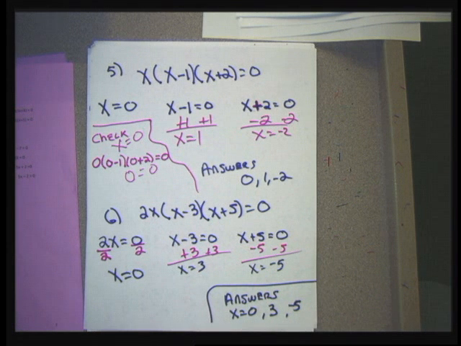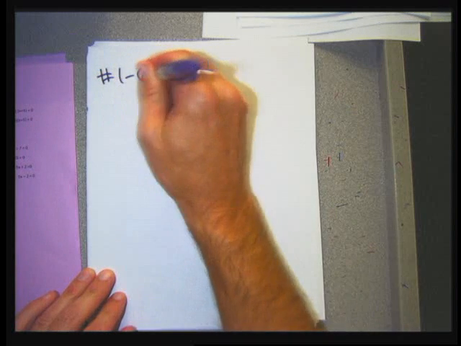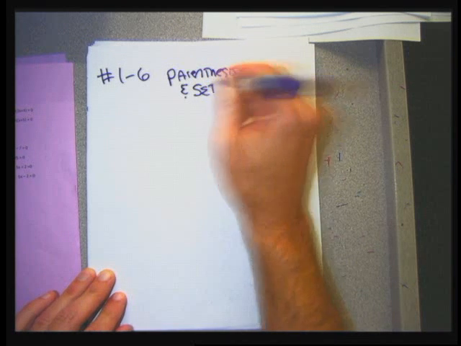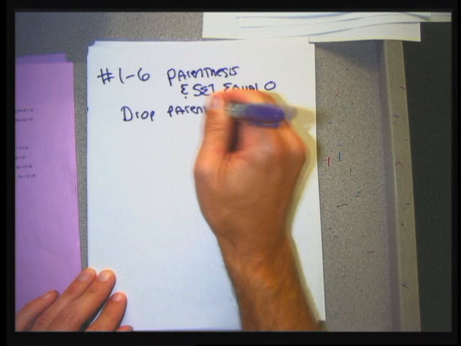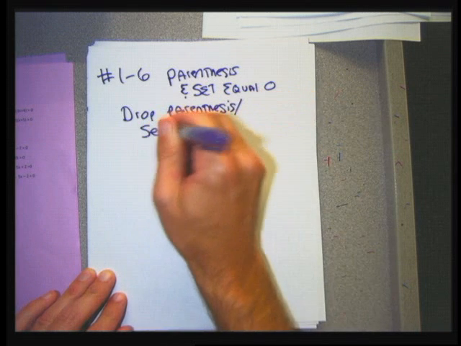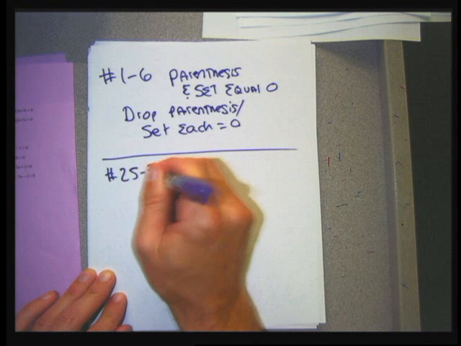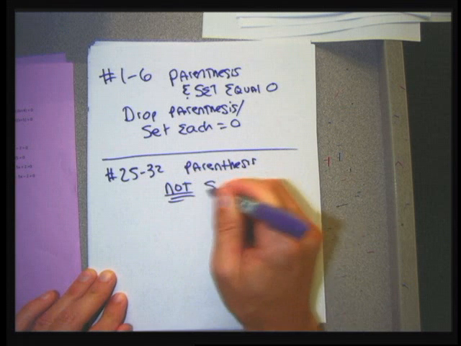Let me jump down to 25 through 32 temporarily, and then I'll go backwards, because 25 through 32 are problems that have parentheses, but they're not set equal to 0, and they're very different. Problems that have parentheses that are set equal to 0 are basically easy. What these have are parentheses, and they're set equal to 0. And then for those, you drop the parentheses and set each equal to 0. But for 25 through 32, they have parentheses, but they're not set equal to 0.